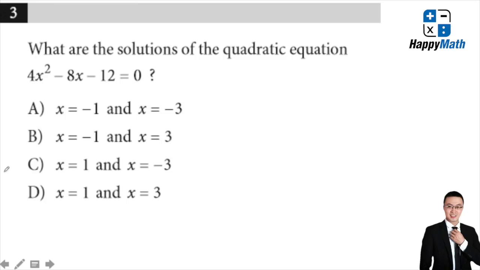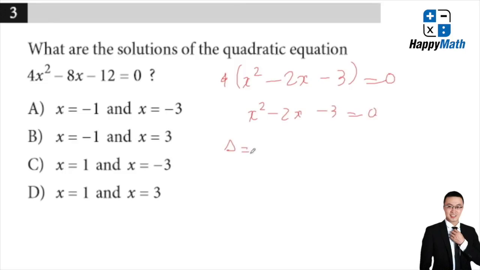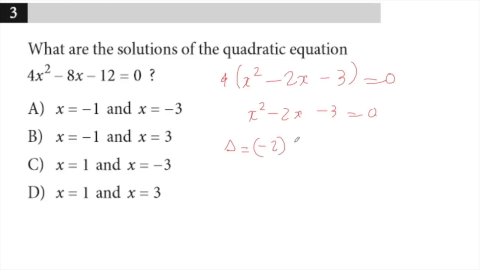What is the solution of the quadratic equation? From this equation, I will take 4 outside: x squared minus 2x minus 3 equals 0. So I just put the inside of the brackets equal to 0 and calculate the discriminant. The discriminant we have here is b squared minus 4 times a times c.